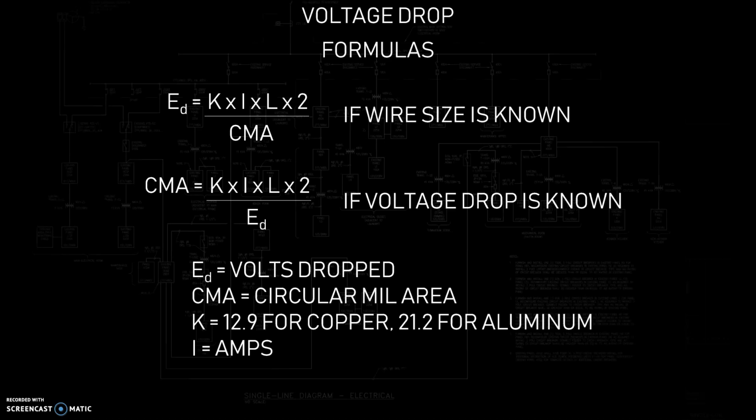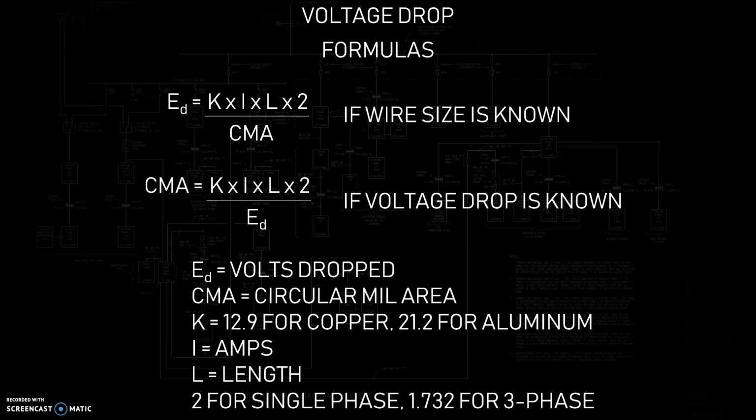Letter I is going to be for amps. We should be familiar with that by now. L is going to represent the length of the circuit, overall length. And then lastly, we're going to use the number 2 if it's a single phase circuit. If you're looking at a 3-phase circuit, you're actually going to use 1.732 instead of 2. That's a common number when you deal with 3-phase voltages. You're going to do a lot of that in year 2 and 3 and 4, not so much in year 1. But it's actually the square root of 3, 1.732. All of our examples we're going to look at today are single phase, so we're going to use the number 2. All right.